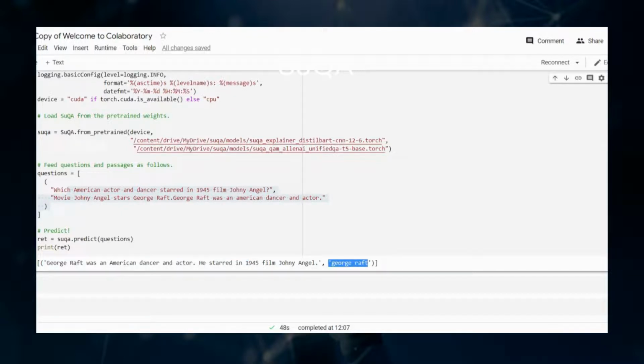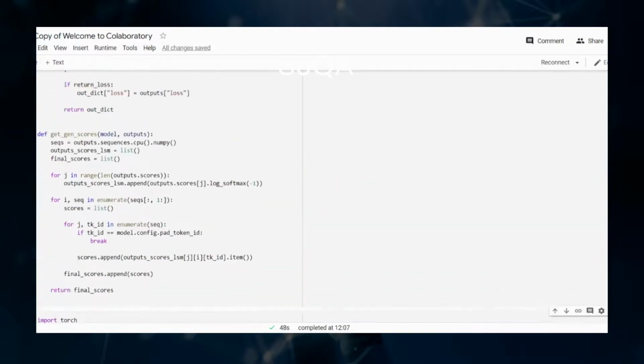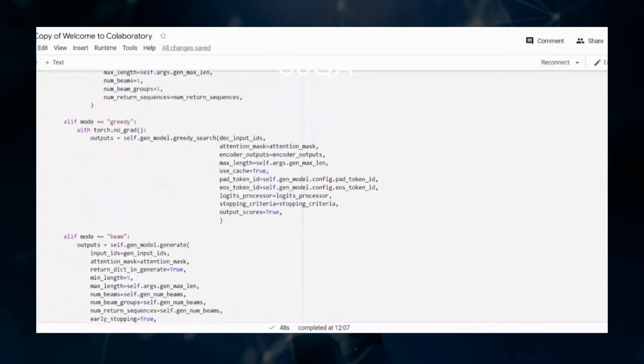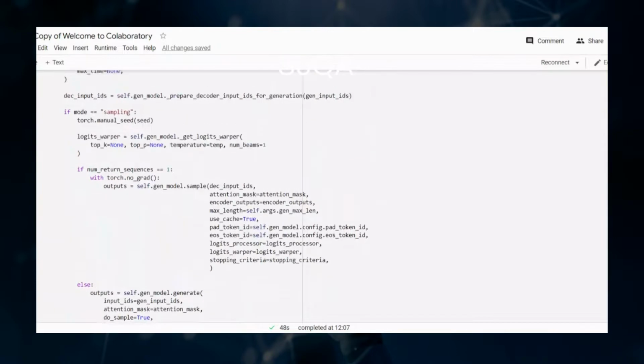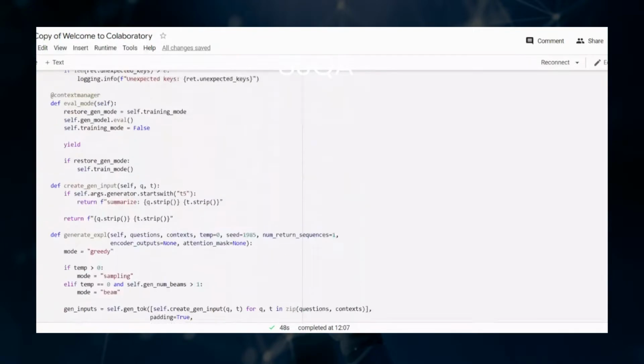So we generally made use of two Python libraries, the transformer for all the NLP tasks, and the second one is PyTorch for the pre-training of our neural networks. And here we have used three models. The first one is SUQA, and the second one is AX, the abstractive explainer, and the third one is QA model.